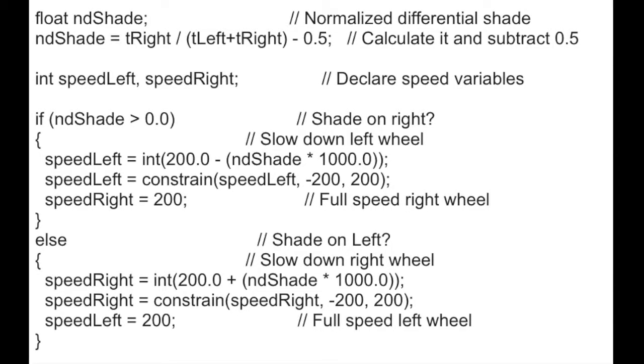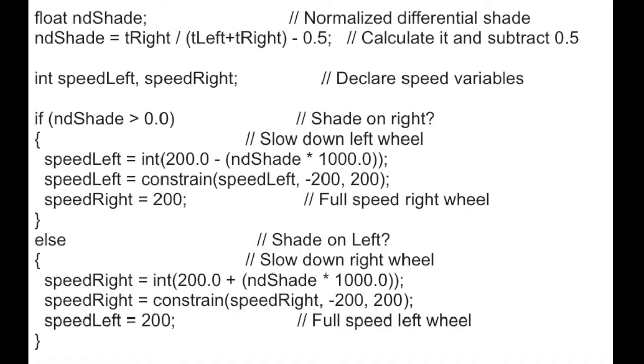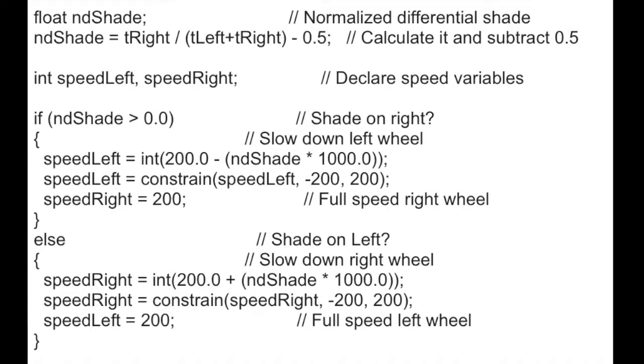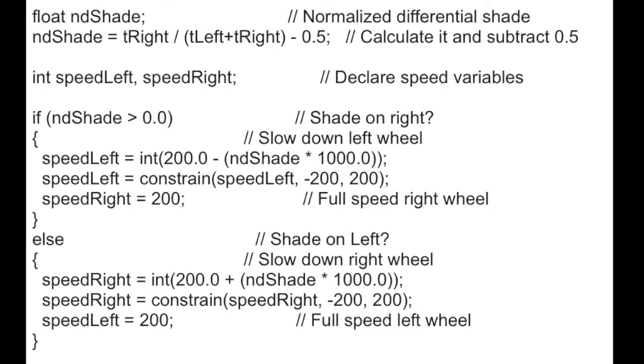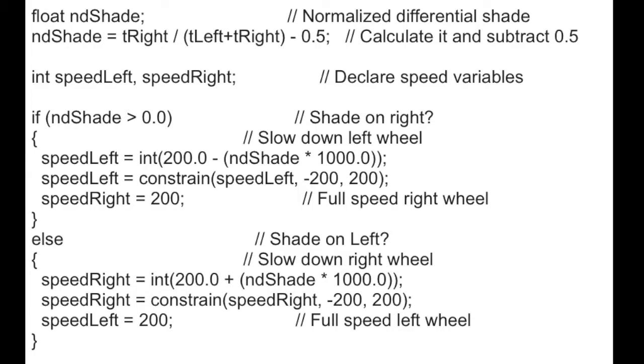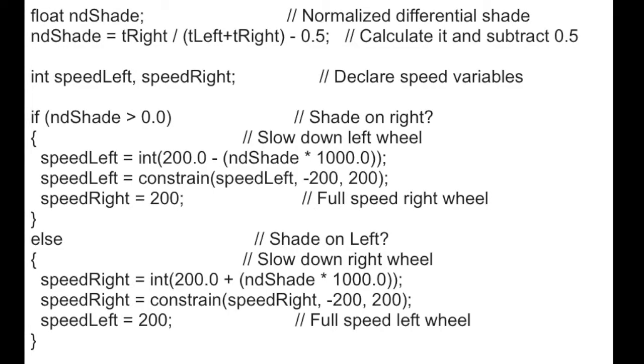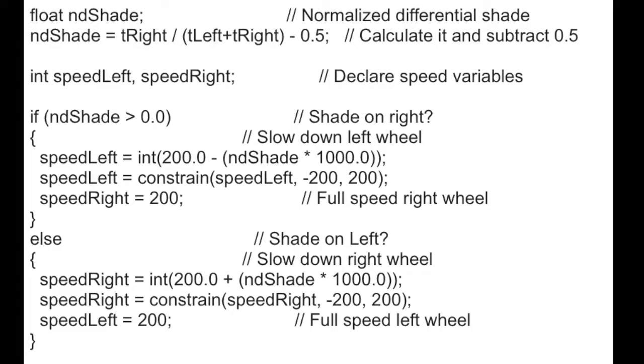like 60% of the shade, the first part of the equation will turn out to be 0.6. After being subtracted by 0.5, it will be 0.1. And in the equation, 0.1 will be multiplied by 1000, which is 100. And in the following equation, 200 is the maximum speed, which is full speed. And after subtracting 100, the left wheel speed will decrease to 100, and the speed of the right wheel will stay at 200, which makes it turn left.